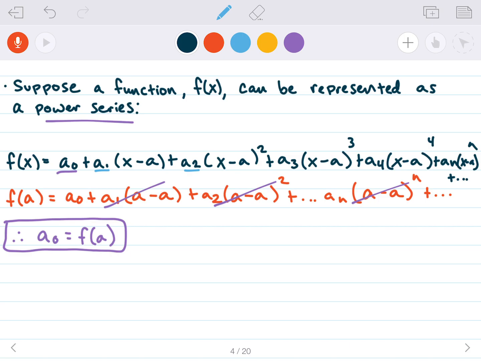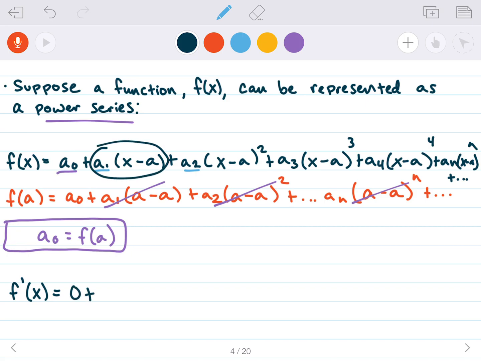Okay, so what I'm going to do now is take the derivative of f of x, because again, the goal is to see what these coefficients are, a sub 0, a sub 1, etc. So if I take the first derivative of my function f of x, well, this is a constant, so that goes to 0.